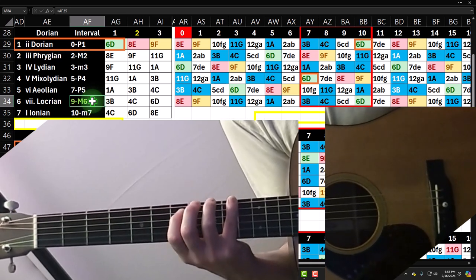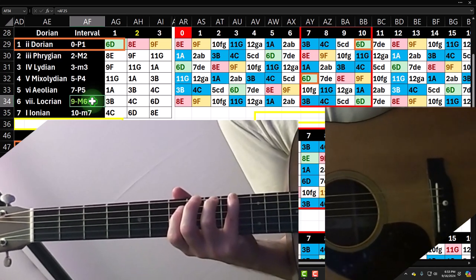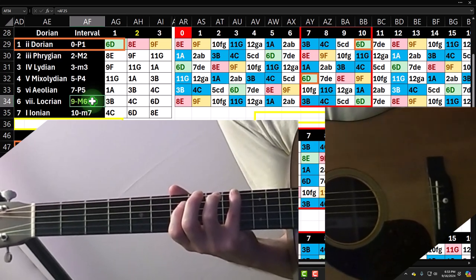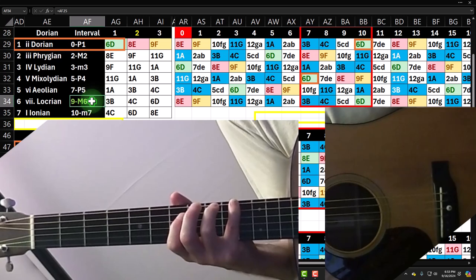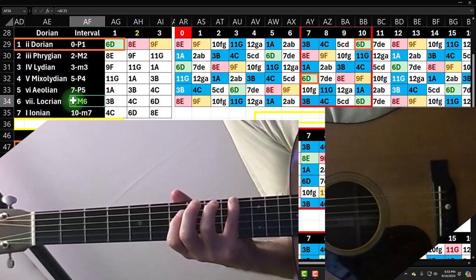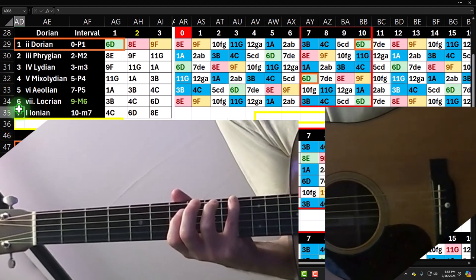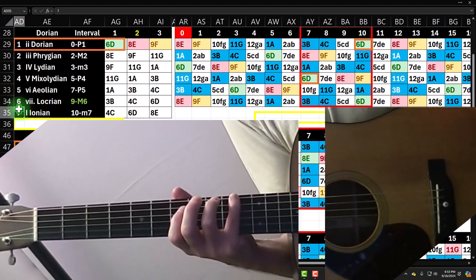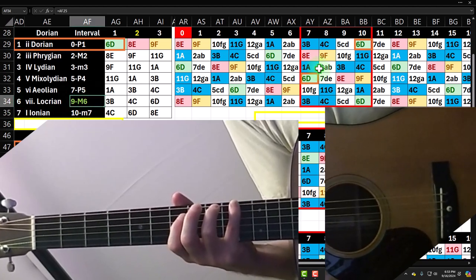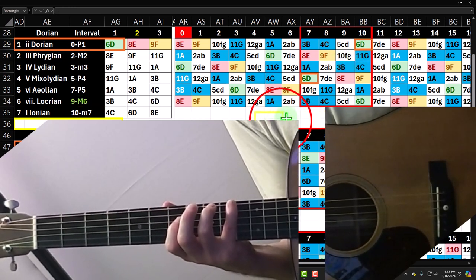So like all modes, if we compare to the related major or minor mode, this being the main minor mode, the Aeolian, there's only going to be one difference. And that means that if I look at it in terms of whole steps and half steps, there's got to be a difference going from the fifth to the sixth to get that different interval. And then there's got to be a difference in whole steps and half steps going from the sixth to the seventh to get us back to normal, so that we only have one difference in each of the modes compared to the related, in this case, main minor.